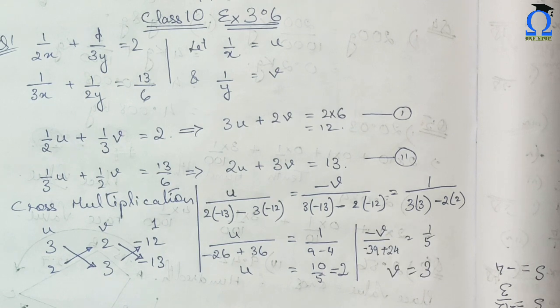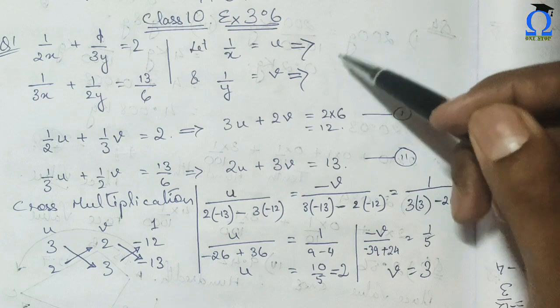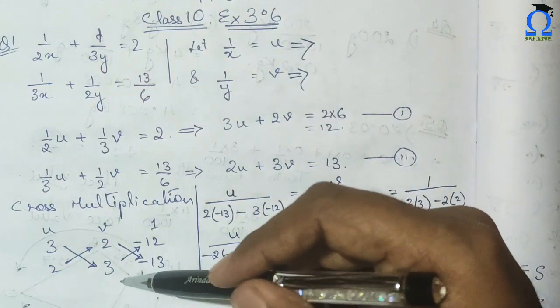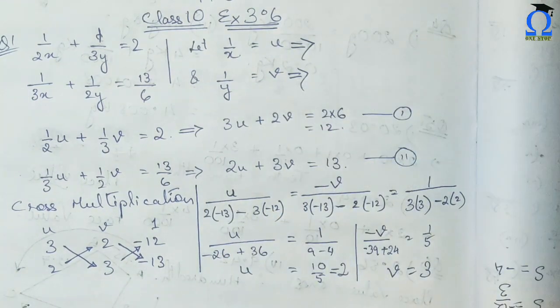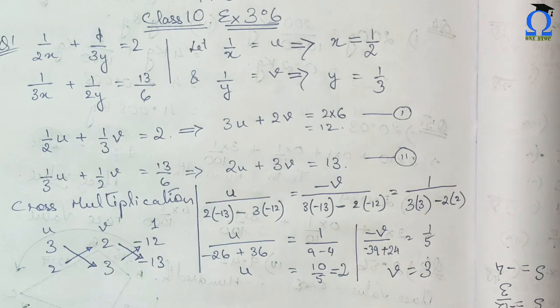Now we will replace the values of u and v in our original one. Okay, you will not write it here. You will have to make this column again here after this question. I'm just writing it here to make the video shorter. If u is equal to 2, that means 1 by x will be equal to 1 by 2. Similarly v is 3, therefore y will be equal to 1 by 3. Okay, so this is how we will solve these special equations.